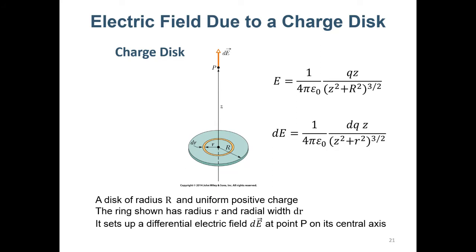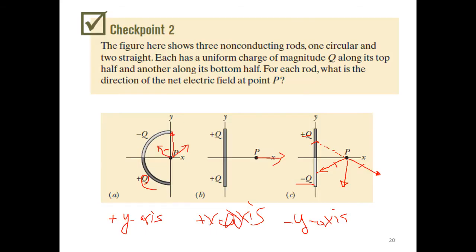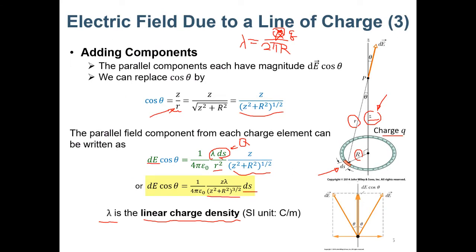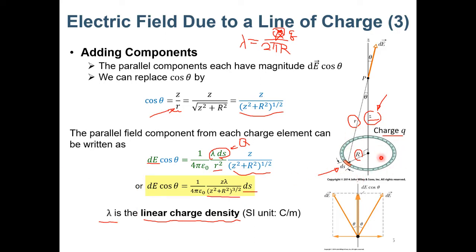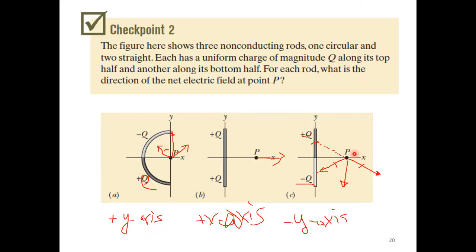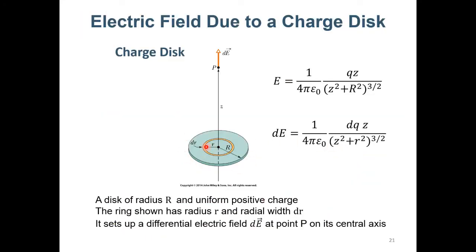Okay, so next one we calculate the E field generated by a disk, a solid disk. Just now, actually last time, we calculated the E field generated by a ring. Now this is a solid disk, and so we repeat the same procedure. We want to cut it into many small units.